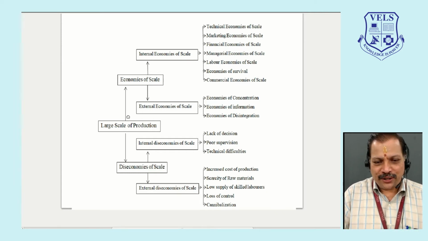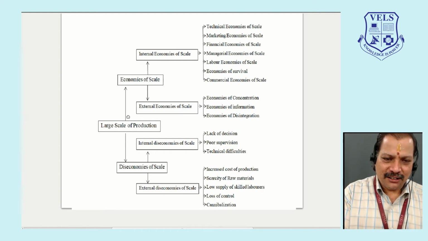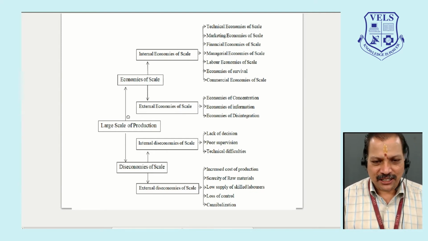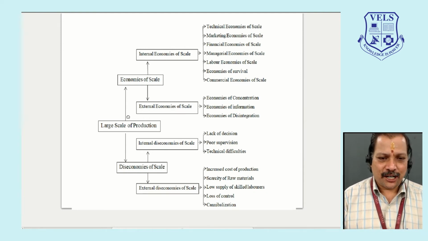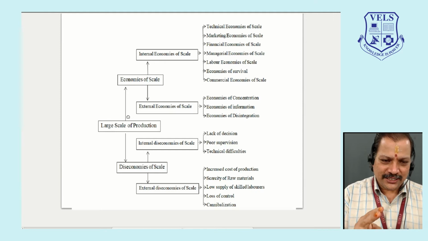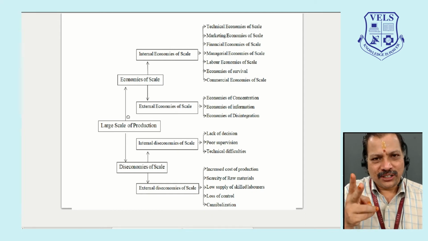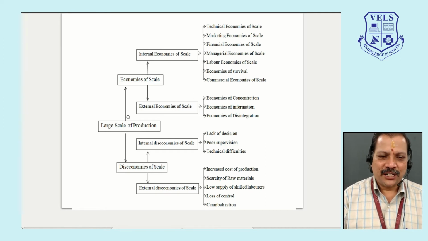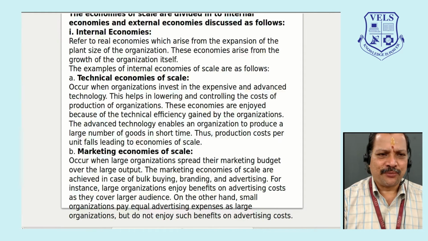So today what we are going to discuss is what are all the advantages of large scale and what are the disadvantages of large scale. It is technically known as economies of scale and diseconomies of scale. There are two categories, internal and external, for economies of scale. There are two categories for diseconomies also, that is internal diseconomies of scale and external diseconomies of scale. We will see one by one. Some of these we will see.